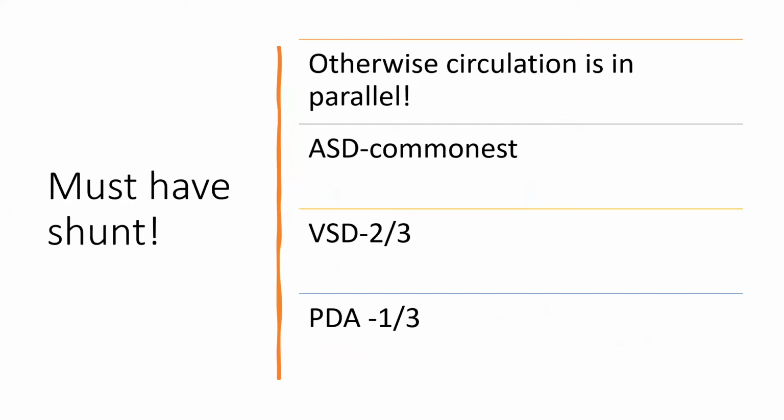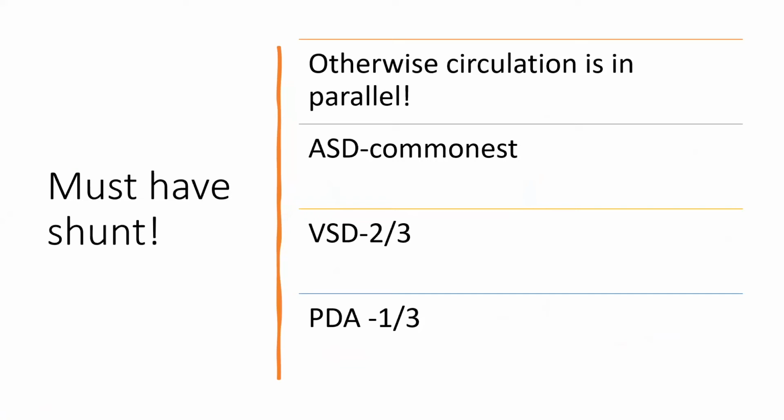This circulation hence becomes in parallel, right? It's not that you come to the right side, go to pulmonary, then come to the left side. This is like two parallel circulations. Impossible to live. So you must have a shunt. You must have a shunt for a transposition patient to be alive.